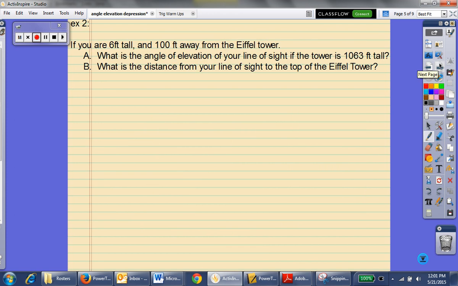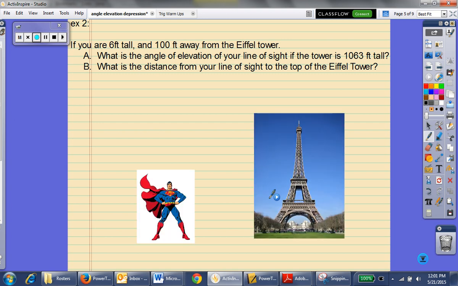If you are 6 feet tall and 100 feet away from the Eiffel Tower, what is the angle of elevation of your line of sight if the tower is 1,063 feet tall? As always, draw a picture first. So we have the Eiffel Tower and a picture of us. So we are 6 feet tall, so we can label ourselves here as 6 feet tall. We're standing 100 feet away from the Eiffel Tower. So drawing this, we can stand like this, 100 feet away.